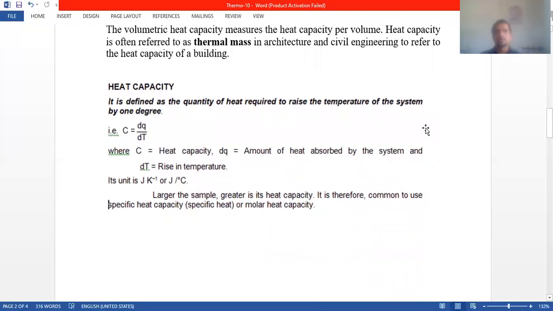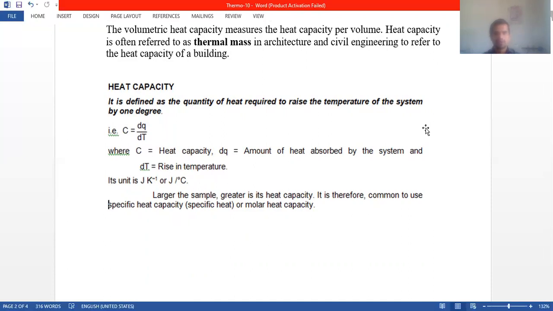What is heat capacity? Heat capacity is defined as the quantity of heat required to raise the temperature of a system by 1 degree. It is the amount of heat required to raise the temperature of the system by 1 degree.